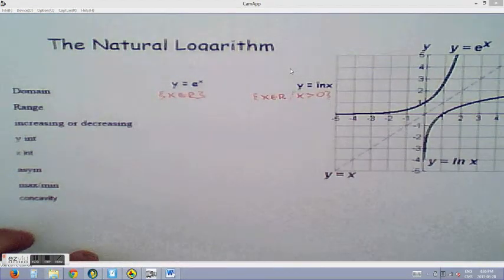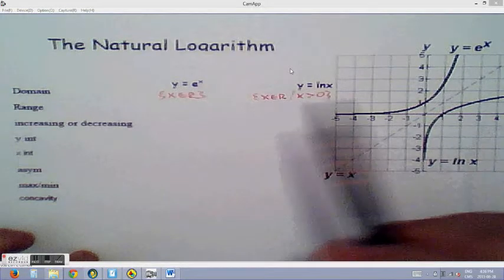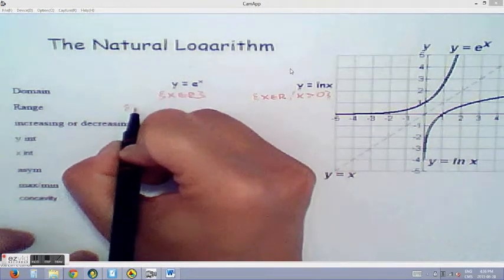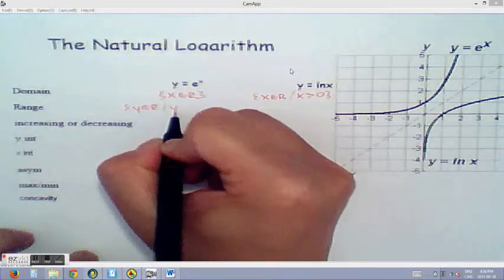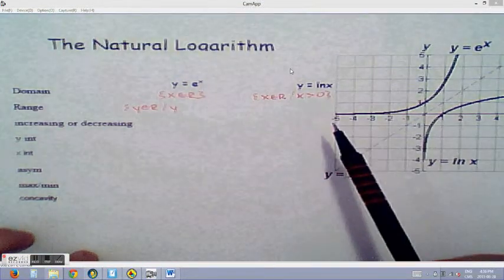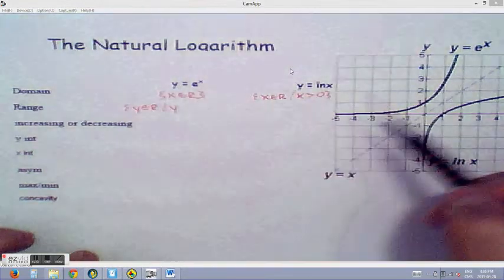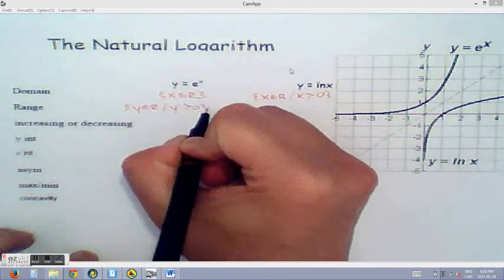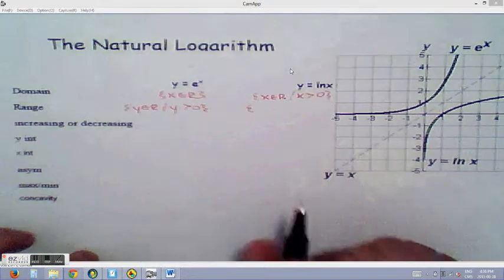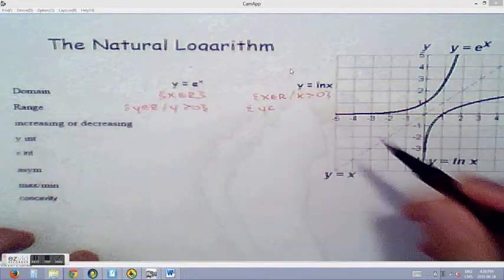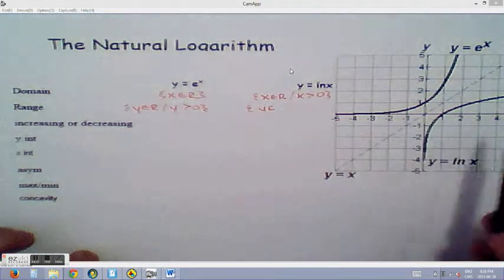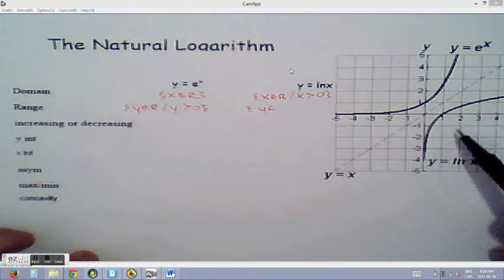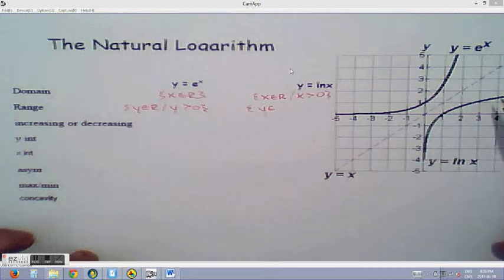So the range for e to the x: y belongs to the set of real numbers such that y, and notice that negative y does not exist for e to the x, is greater than 0. And here, y for ln of x exists everywhere. So if we were to extend these lines, and we're just going to pretend that this keeps going and going, it'll eventually keep rising.